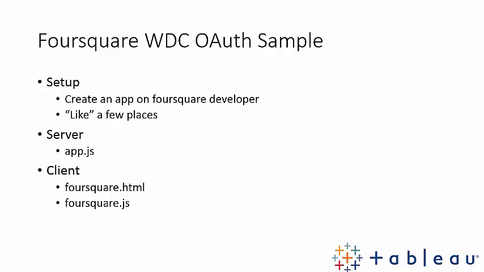We'll talk about the server code. This is the proxy server that we talked about earlier. This is where you'll be actually making your OAuth requests. And finally, we'll talk about how the client actually handles the access token and makes requests to Foursquare.